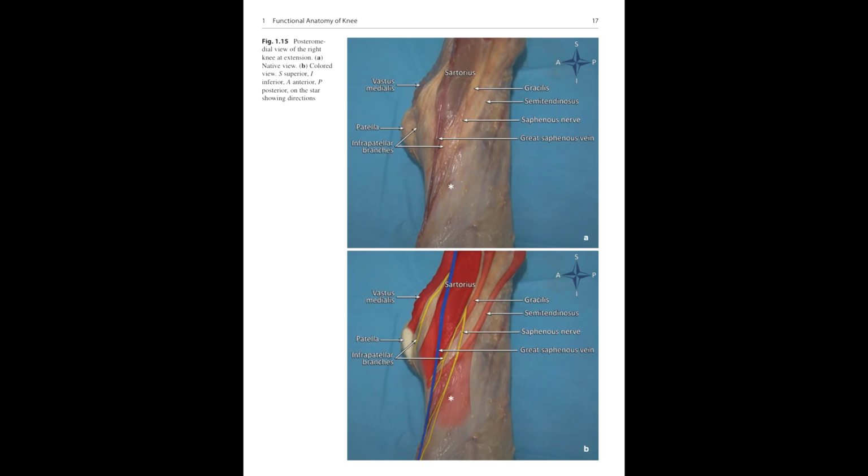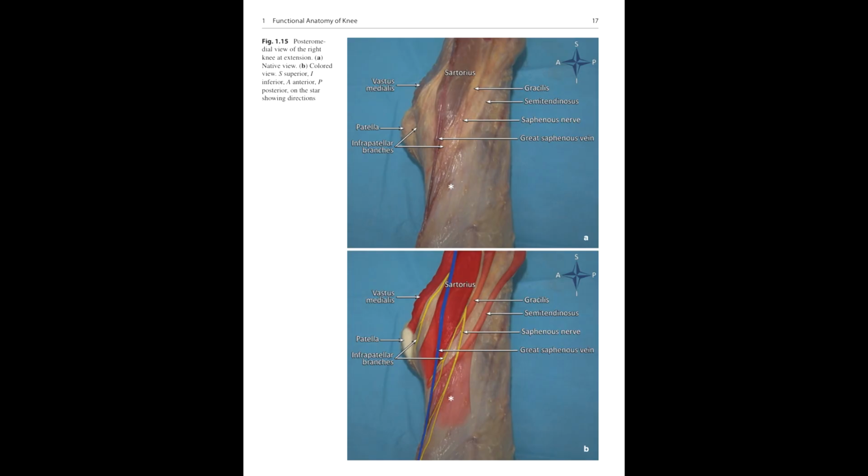The great saphenous vein is the longest vein in the body and is often harvested for coronary artery bypass grafts. Surgeons must carefully avoid injuring the saphenous nerve during this procedure, as the nerve runs very close. The saphenous nerve is purely sensory, and injury to it produces numbness or tingling along the medial shin and ankle.